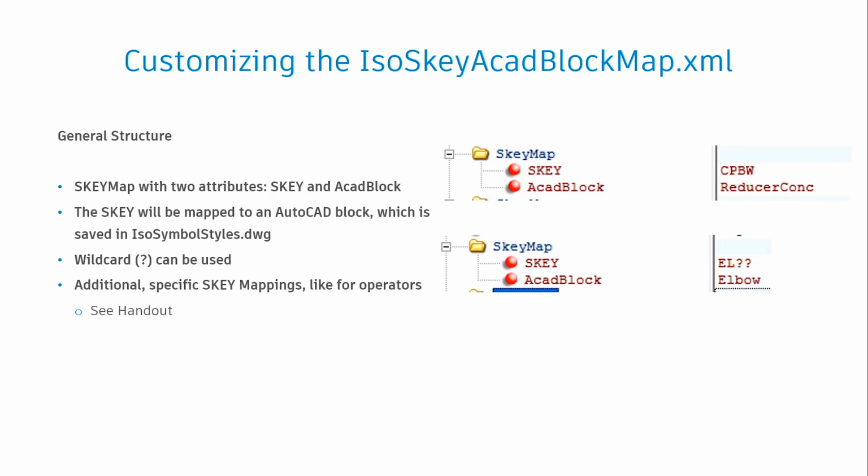Now we have to adopt some isometric project files. The mapping of the ASCII to the used ISO block will be done in the ISO ASCII ARCAD block map XML file. In the node ASCII map, two attributes are specified. The attribute ASCII is the ASCII of a component in the model. And the attribute ARCAD block maps a block of a file ISO symbol styles drawing to its ASCII.